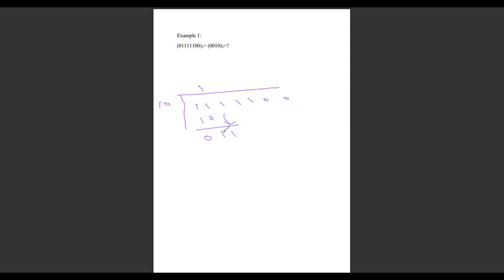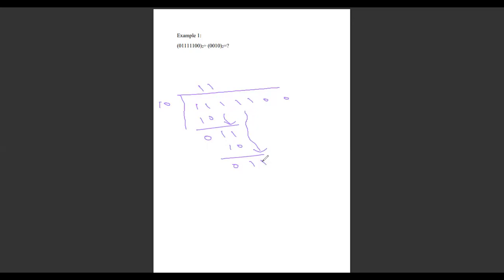So 11 is greater than 10. So I'm going to take 1 in the quotient. I'm going to multiply 1 with this 10 and get 10. 1 minus 0 is 1, 1 minus 1 is 0. So I'm going to bring the next digit down towards the bottom.